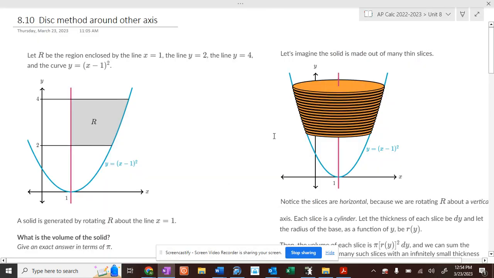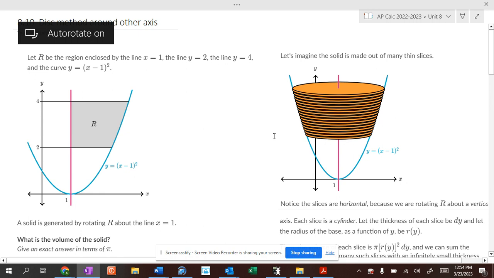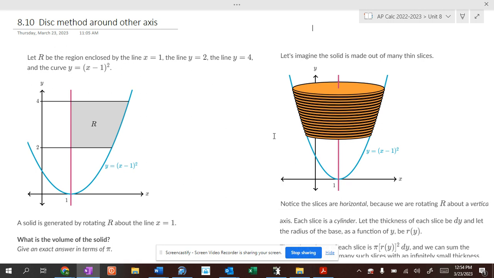All right, so not every time will we wrap around the x-axis or y-axis. Sometimes we'll wrap around a different line. So this one, we're going to wrap around this red line here. Since we're wrapping around it, we're going to draw our bar this way and then wrap around this way. So I have to do what to this?